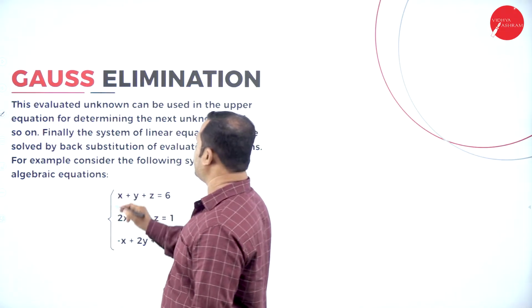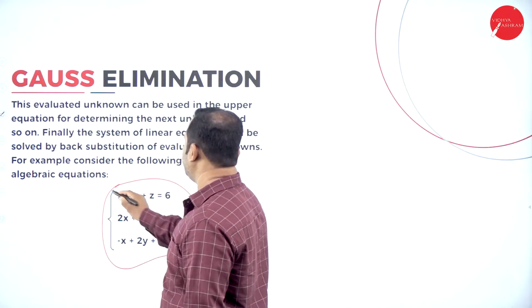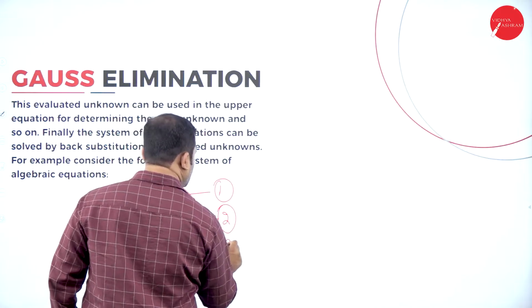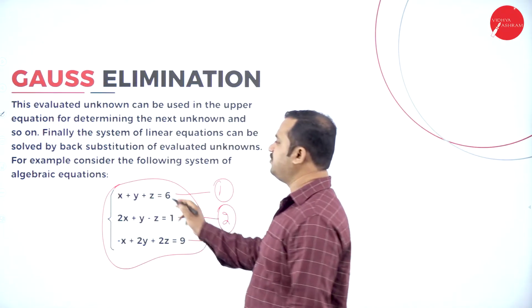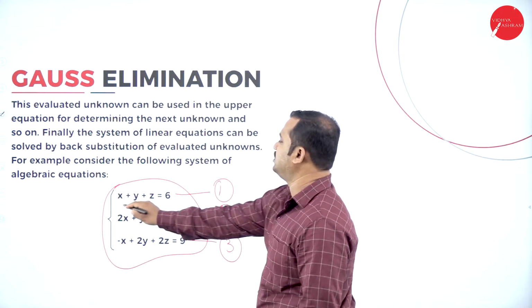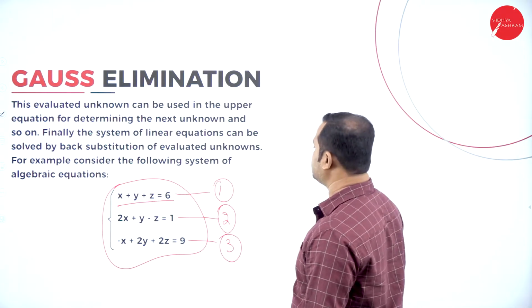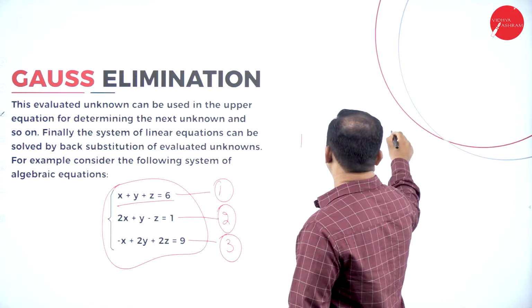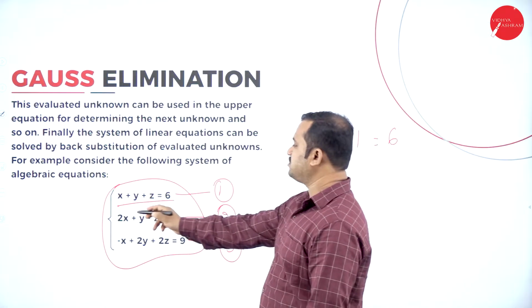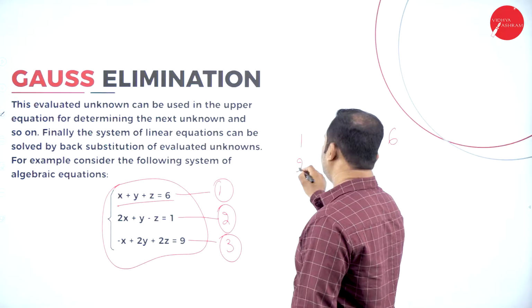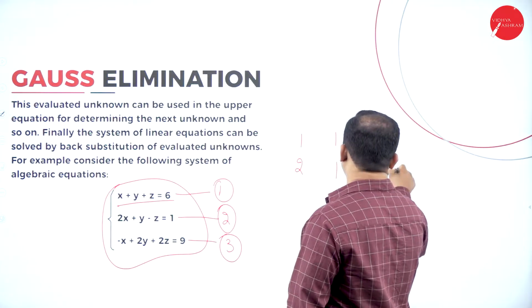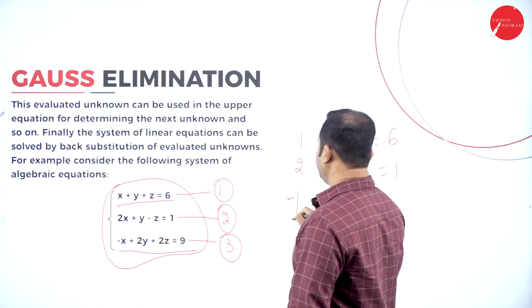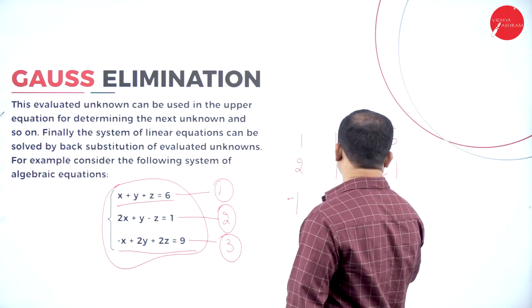So let me consider one of the examples wherein you have a system of linear equations. Let me call these equation 1, equation 2 and equation 3. We have the system of linear equations like this. The first equation, that is x plus y plus z is equal to 6, can be represented in terms of its coefficients, that is 1, 1, 1, 6. The second equation can be represented in terms of 2, 1, minus 1 equal to 1. The third equation can be represented in terms of minus 1, 2, 2 equal to 9.